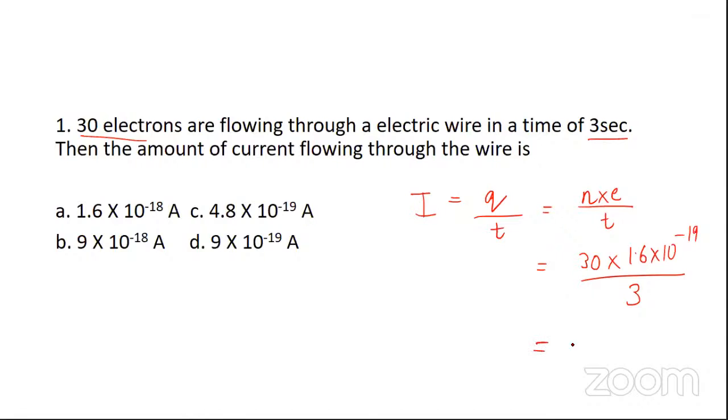This will be 1.6 into 10 to power minus 18. Yes, that's right. A is the right answer. ये हो जाएगा 10 into 1.6 into 10 to the power minus 19. That will be 1.6 into 10 to the power minus 18. आगे यूनिट हम लगाएंगे एम्पियर्स. That will be the option A.